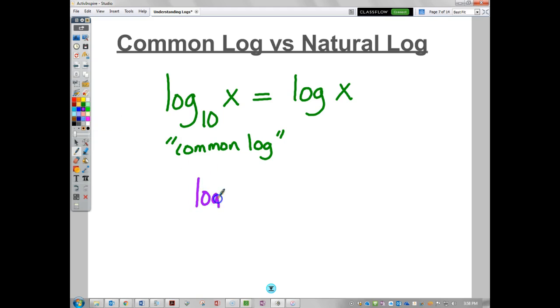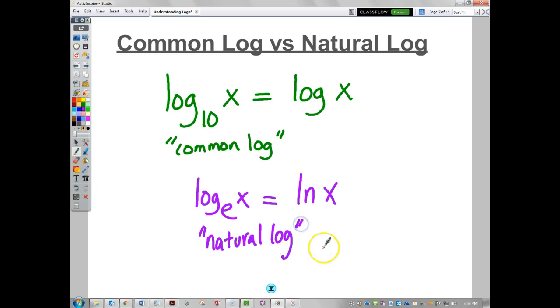Now the other base that is so common is base E. The natural base, also Euler's number. It's like pi, it's a constant. That's so common that it gets its own notation, and it's the natural log of x, which we write as ln of x. So it's just like any other log, except it has a special base, and the base is E.